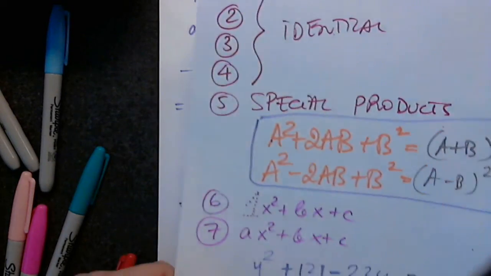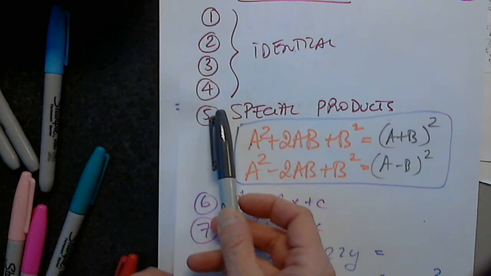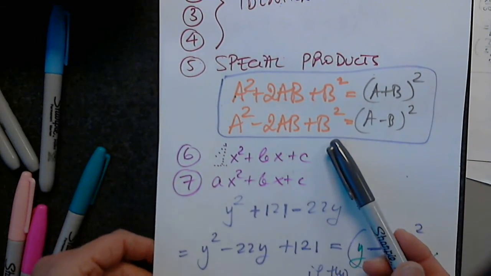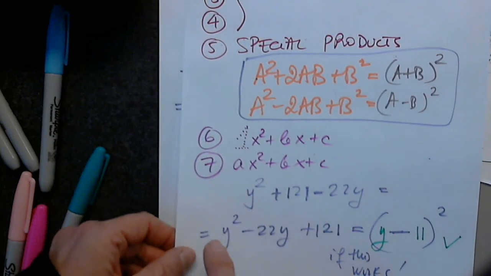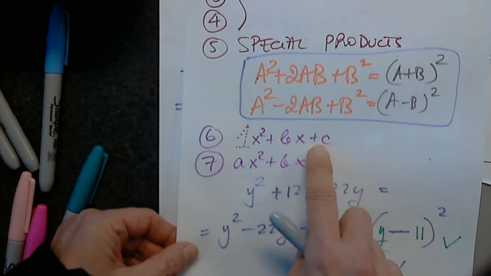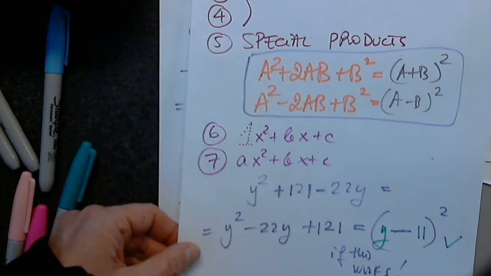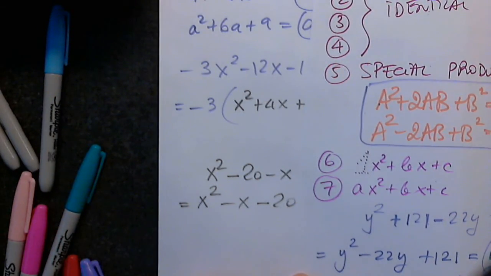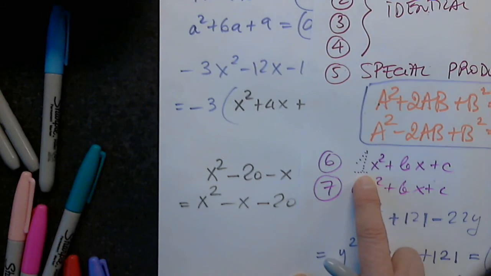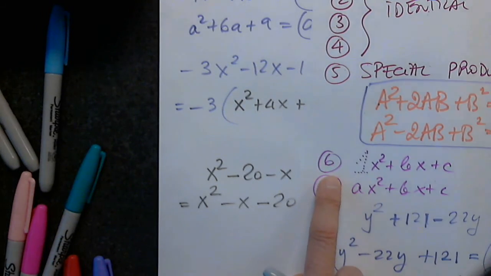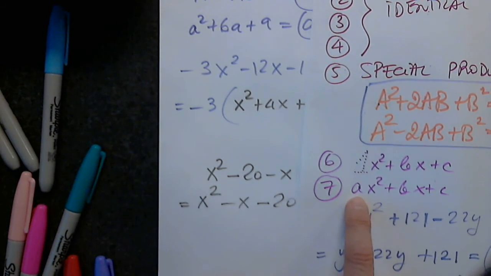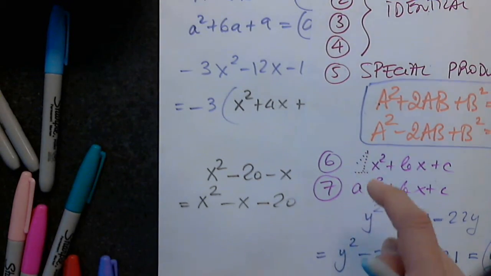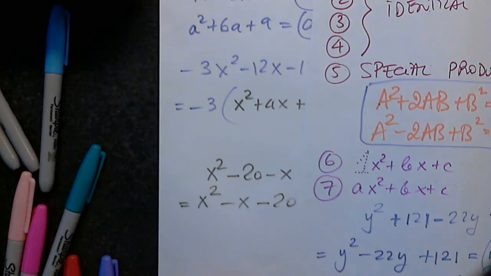I'm coming back to my strategy. I went through the first 4. I asked myself if it's a special product. No, this is not a special product. And now I'm checking whether I apply strategy 6 or strategy 7. If the leading coefficient is 1, then I will be using strategy 6. If the leading coefficient is specifically not 1, then I will be using the 7th strategy. Is it 6 or 7? It's 6.